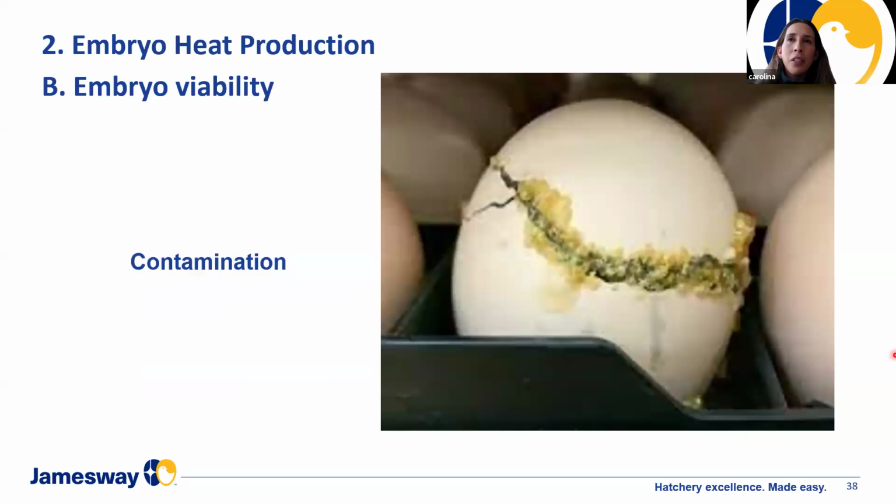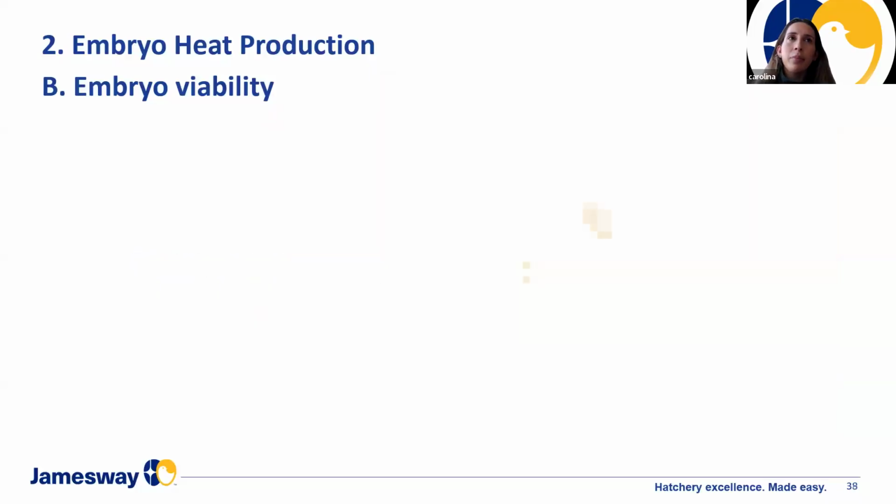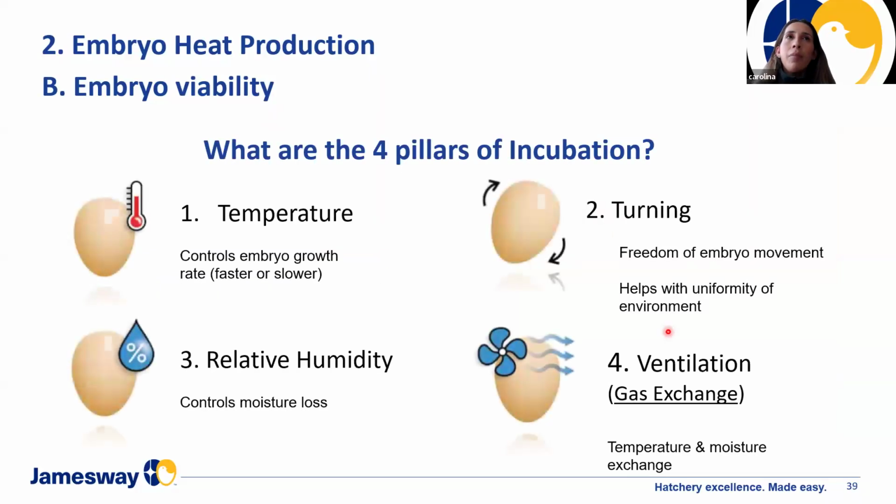And again, contamination, if it is not caused by egg storage, could be caused by egg handling and management, breeder sanitary conditions, or whatever. But again, contamination will influence the temperature indirectly. Embryo viability will also be impacted by how we're dealing with this. So the machine has a high impact on embryo viability, and the 4 pillars of incubation are very important.